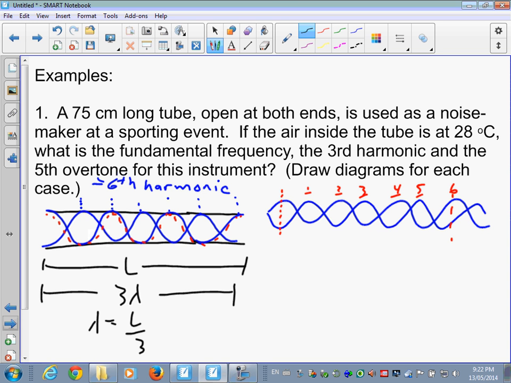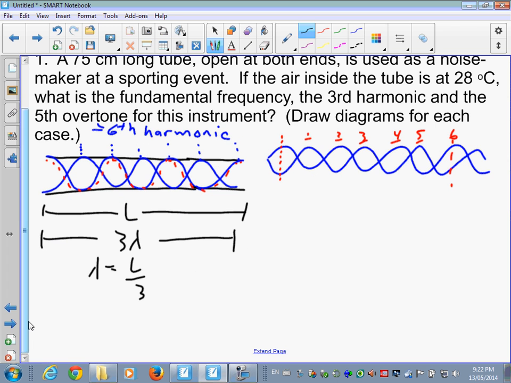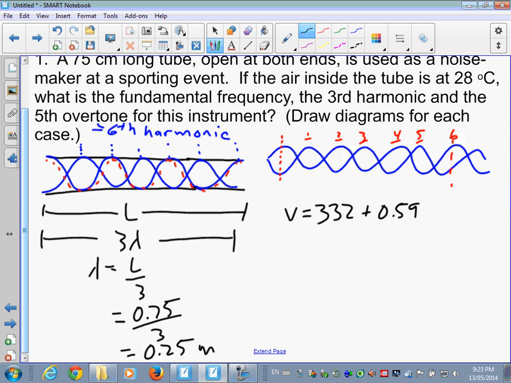Well, we know that L is equal to 75 centimeters, or 0.75 meters. Divide that by 3, and it gives you a wavelength of only 25 centimeters, or 0.25 meters. We need to figure out the speed of sound in that 28 degrees Celsius air, 332 plus 0.59 times 28.